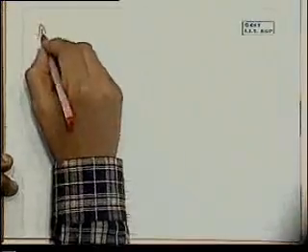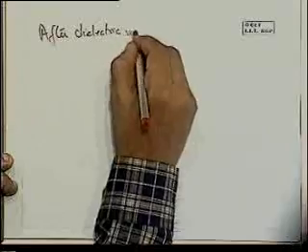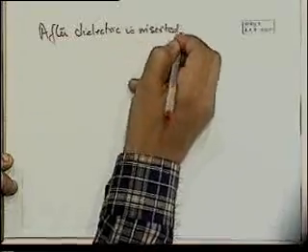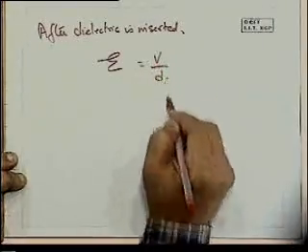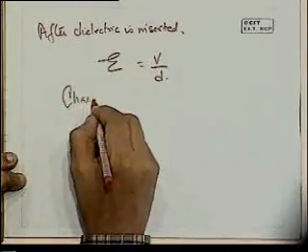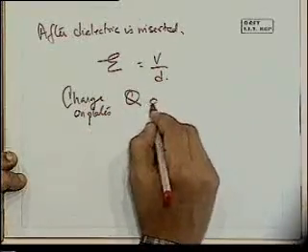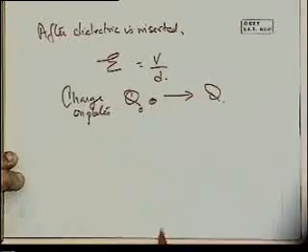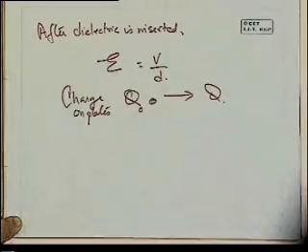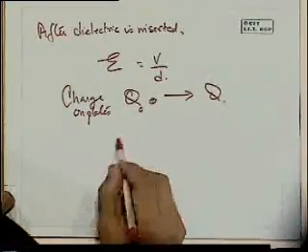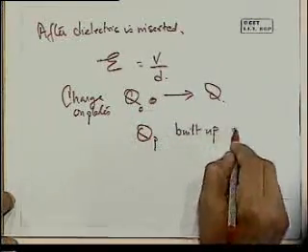Now after the dielectric is inserted, what do we have? The field remains the same. It is still V by d. But the charge on the plates has changed from Q naught to Q. In addition, when I had no dielectric, I didn't have any QP. So I've got additionally QP also built up on the surface of the dielectric.